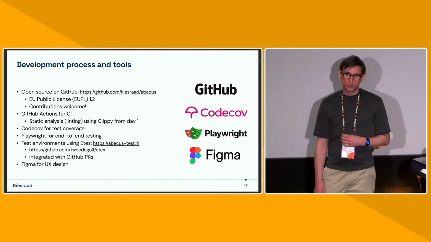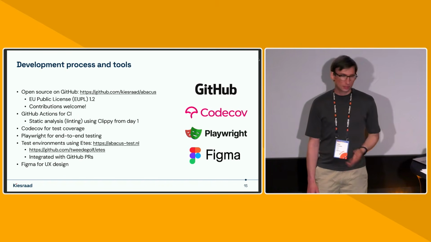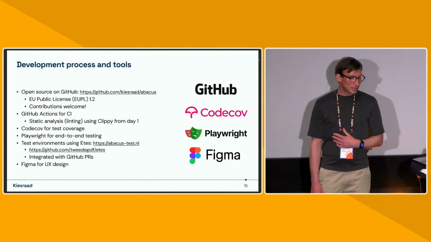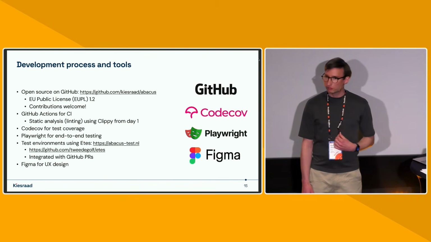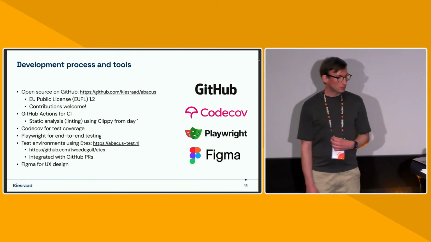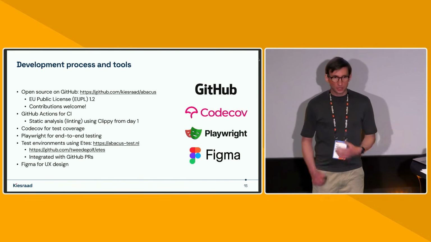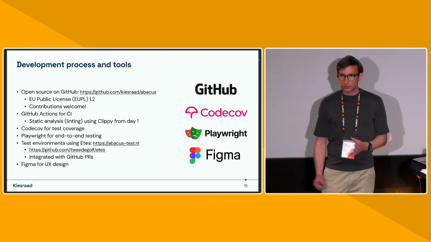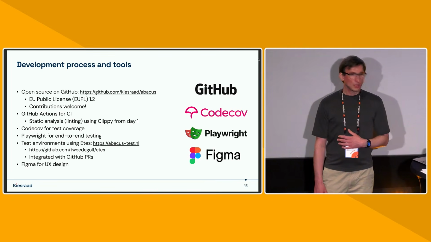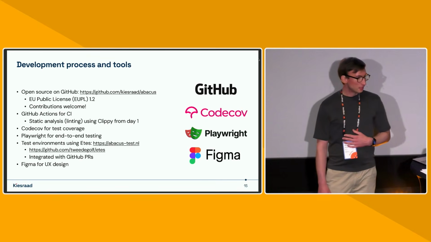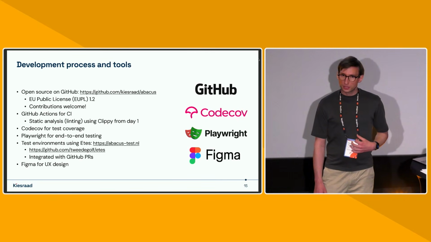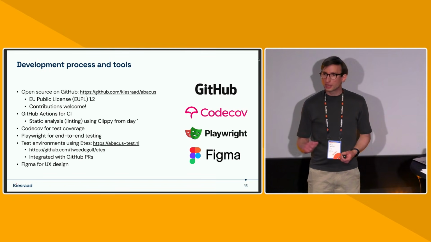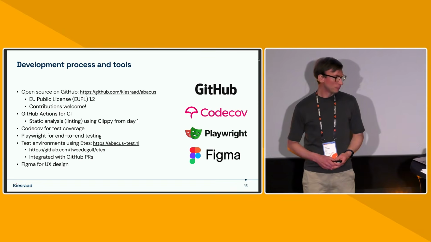We use GitHub Actions for CI. Every pull request gets analyzed, gets tested before it gets merged. We use static analysis using Clippy from day one, which is very, very helpful to prevent bugs and also to kind of match code styles. We use Codecov for test coverage to test if all our code is tested by unit tests. We use Playwright for end-to-end testing. What that does is it spins up a browser and it kind of simulates what a user would do to click through our application.